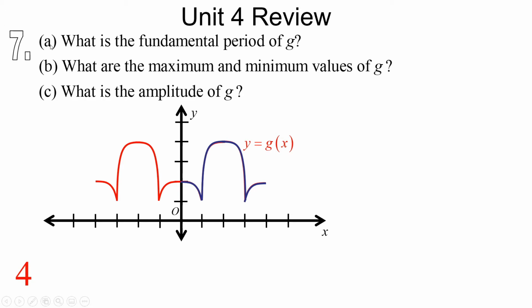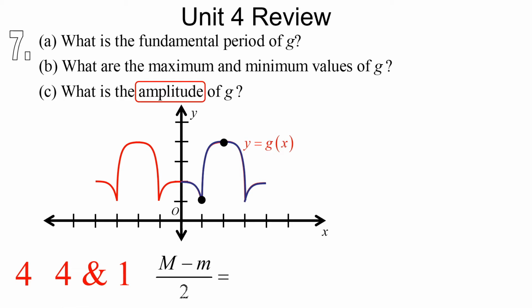B. What are the maximum and minimum values of g? Well, the maximum y value of this function would be up here at a 4. And the minimum value of this function would be down here at y equals 1. There's my max and my min. And I'm going to use that for my amplitude, because amplitude is half of the range of the function. And there's a very simple formula for that too, by the way. It is the maximum value of the function, capital M, minus the minimum value of the function, lowercase m, divided by 2, which is, by the way, half of the range.